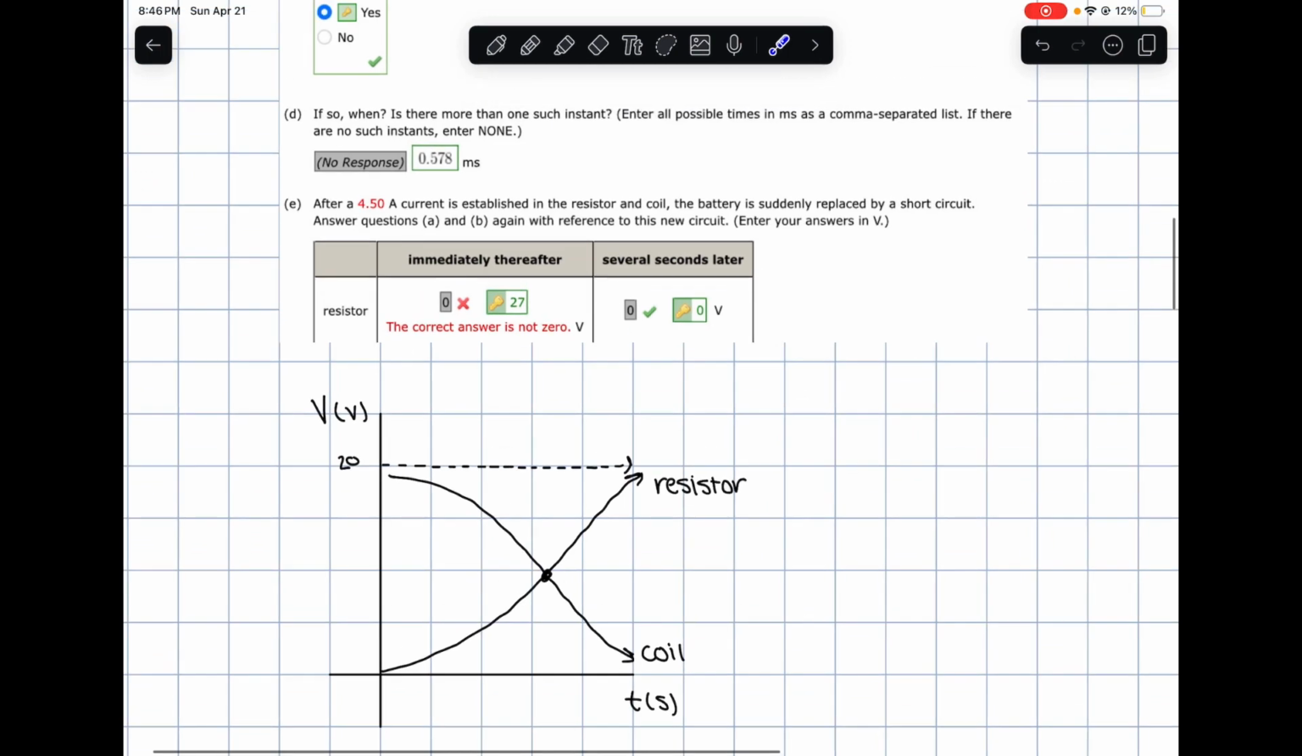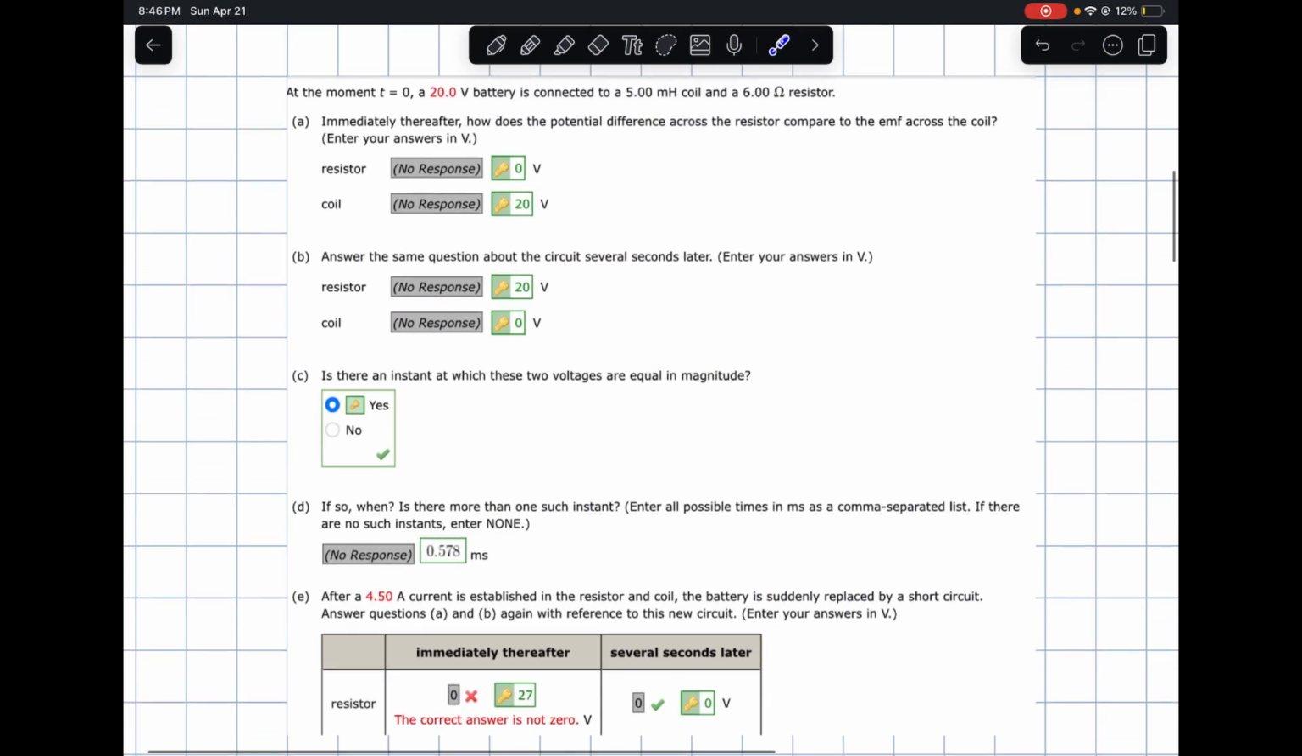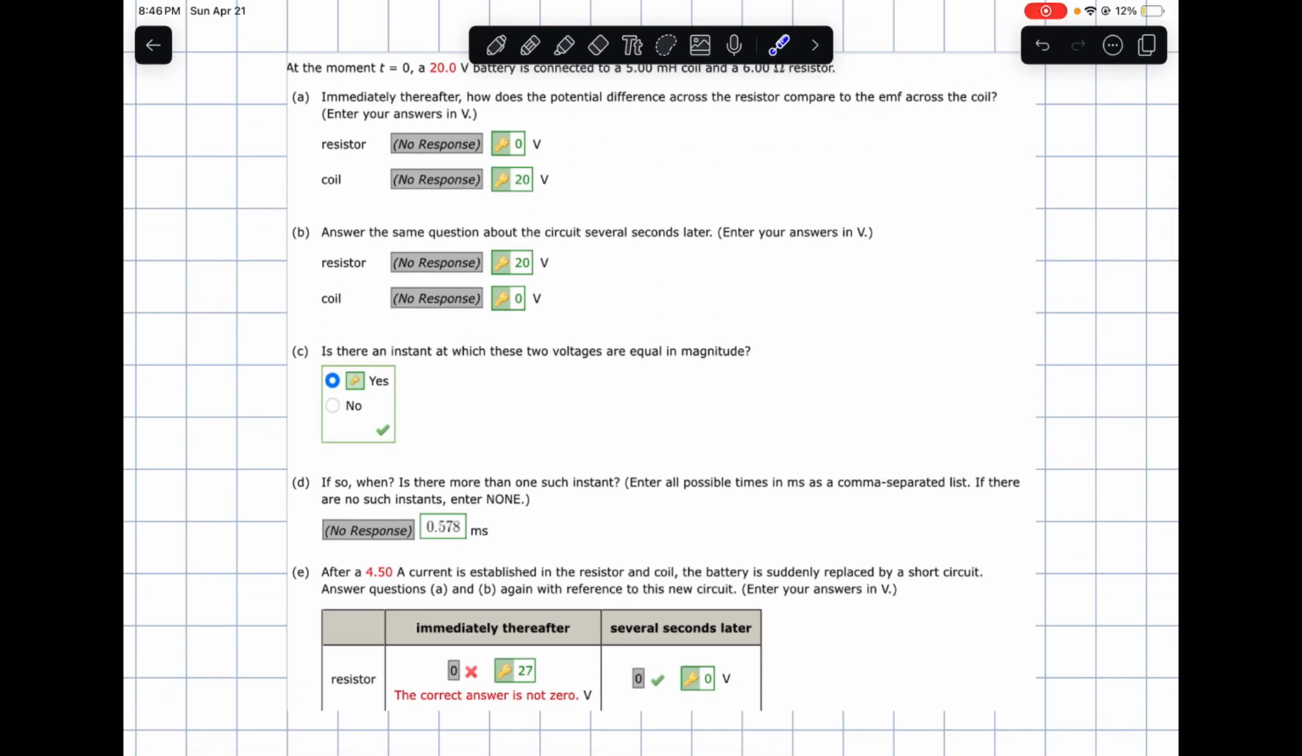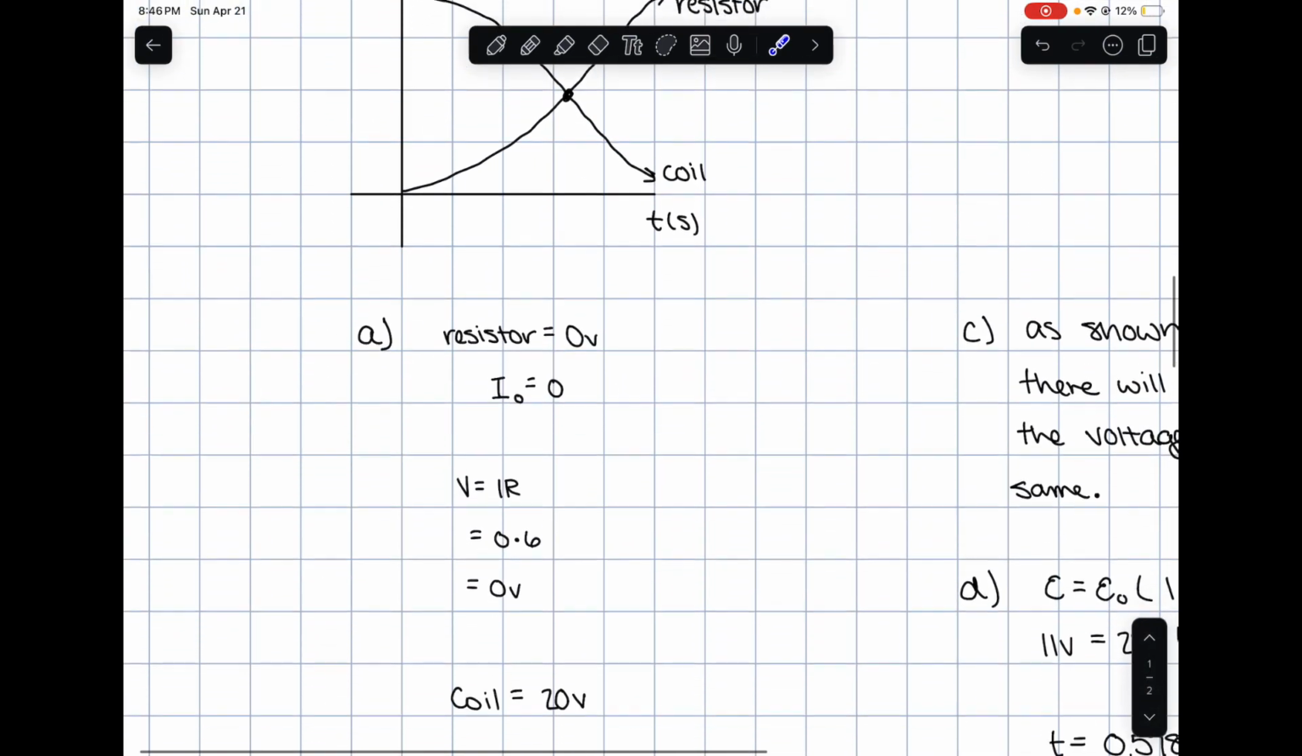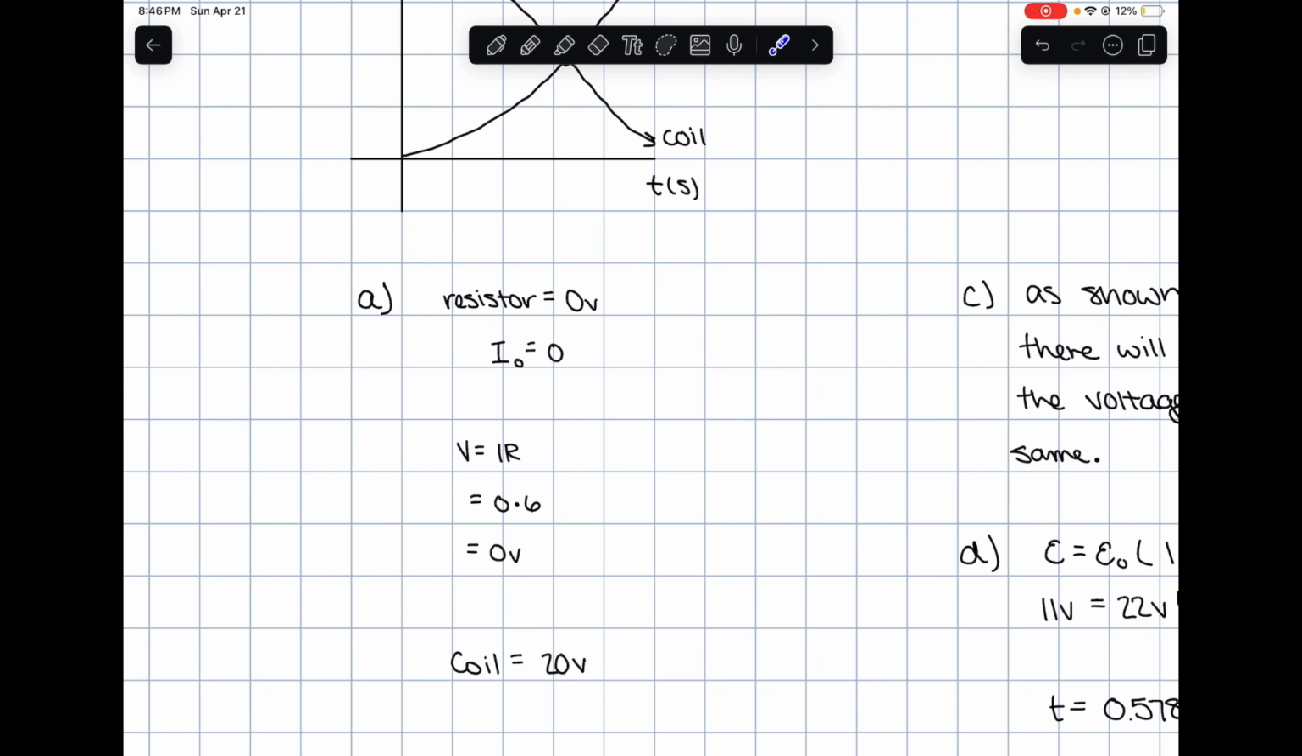So, now let's take a bigger look at part A. Once again, the question, immediately thereafter, how does the potential difference across the resistor compare to the EMF across the coil? Well, from our graph, we know that the resistance will be 0 volts initially, and the coil should be at 20 volts initially. I also set up a little bit of the math if it helps you to understand better. At t equals 0, essentially, the initial current would be 0, and we just use the equation V equals I times R. 0 times the 6 ohms of the resistance is just going to become 0 volts.